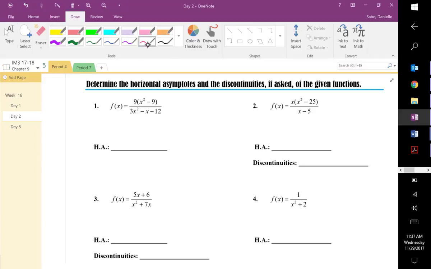Let's take a look at number 1. This is what I want you guys to think when you do this. What's the degree of the top, or the numerator? 2. So I'm going to circle that piece, just the 2. And the degree on the bottom is also 2. So they're even. So am I going to have 0, none, or do I have to do the ratio? The ratio, very good. So I'm going to circle this piece just to help you out.